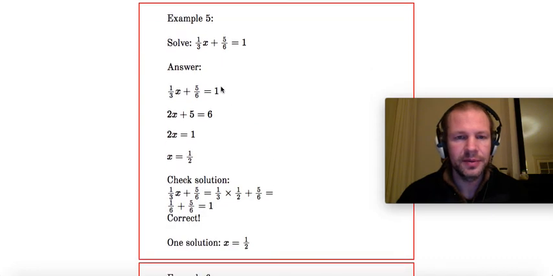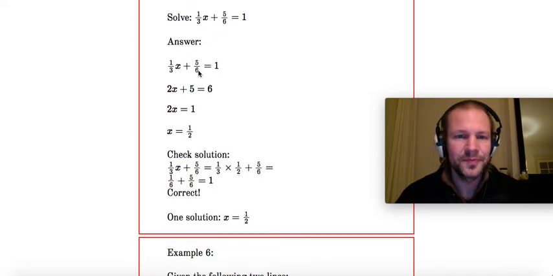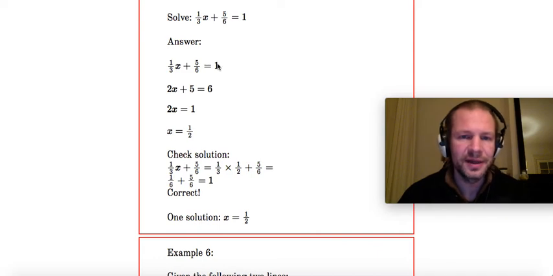So let's look what happens when we see fractions in the linear equation. The easiest way to go is to multiply such that the fractions are gone. So I see 1/3 and I see 5/6. So I multiply by 6, and then you have to multiply everything by 6. So 6 times 1/3 is 2x, 5/6 times 6 is 5, and 1 times 6 is 6.